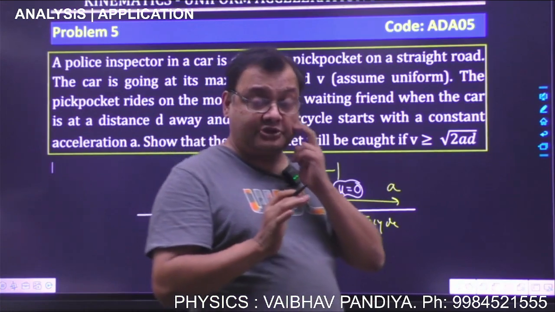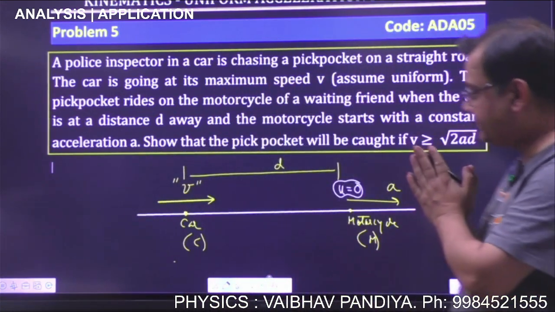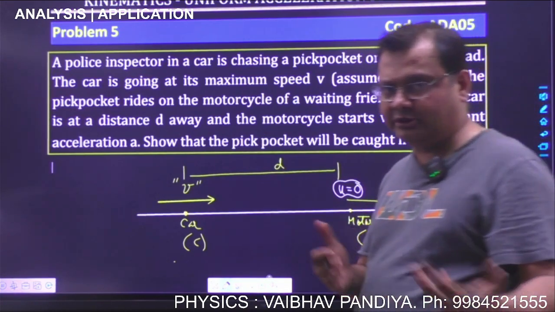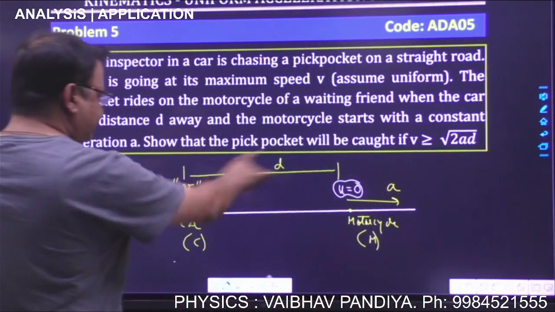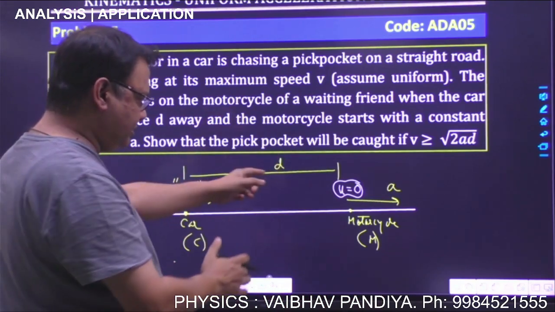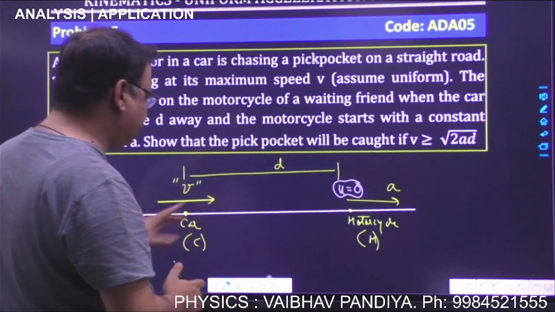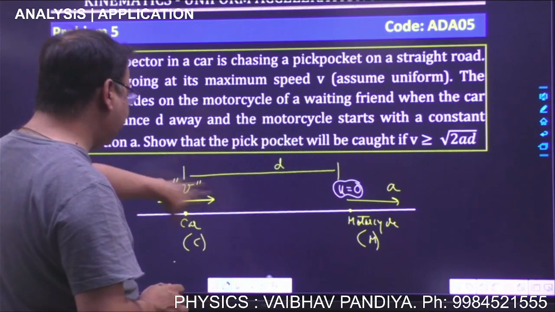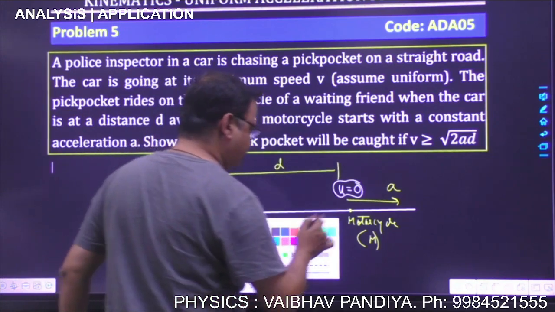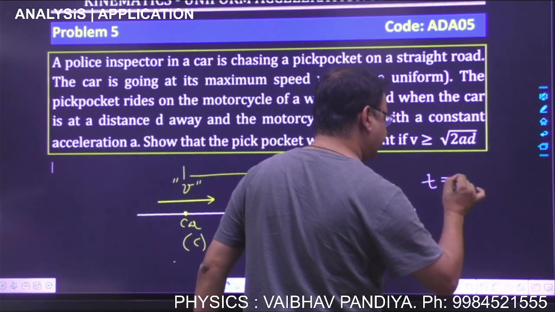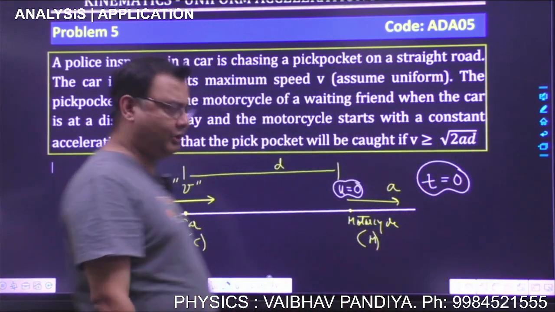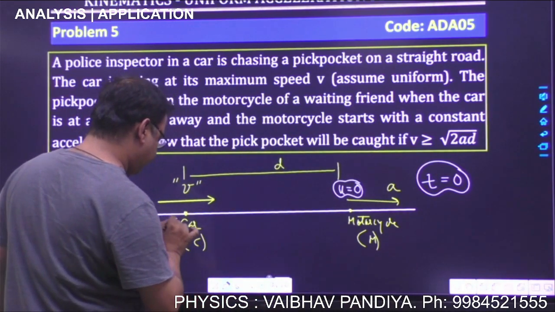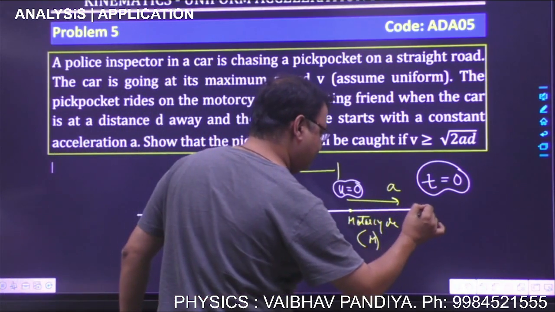So first of all, we have to take our t0, that is where we are taking the reference time. We are an observer on the ground. Suppose I am observing from the ground, and when I see this instant, that the pickpocket is riding the motorcycle, which is static and starting with an acceleration a, and at this instant the car was behind by a distance d, I started my stopwatch. So this instant I am taking as t equal to 0. Got it? And here I am taking as the origin, and there I am taking as the positive x-axis.